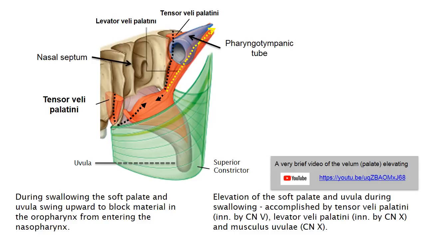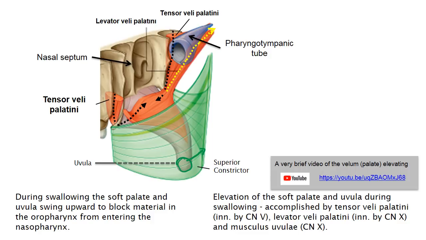So again, we really want this to happen during swallowing, where we want the uvula to go posteriorly and upward and press up against the posterior aspect of the pharyngeal wall. So basically up against those constrictor muscles. So to get that done, we need a little bit of tensing and we need a little bit of elevation for that to happen.